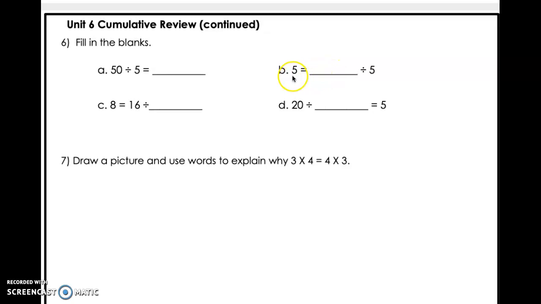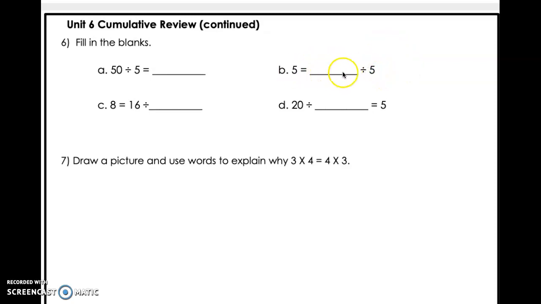Oh, wait a minute. I did that wrong. Okay, I'm sorry. 25. So you're going backwards. 5 times 5 is 25. So this should be 25 divided by 5 equals 5. So if you divide 25 into 5, you get 5.